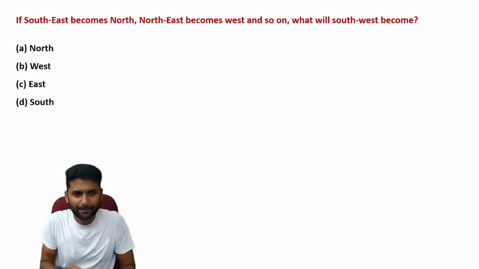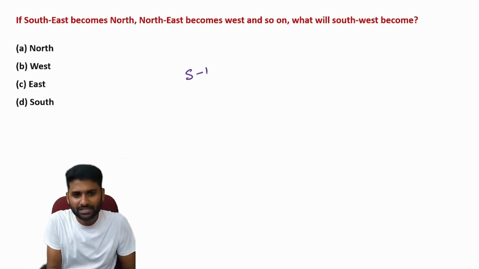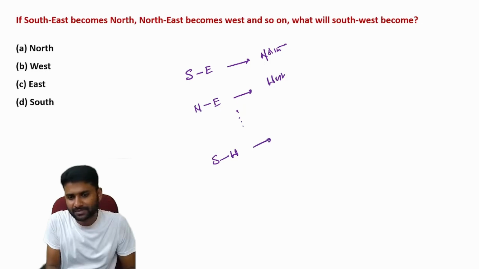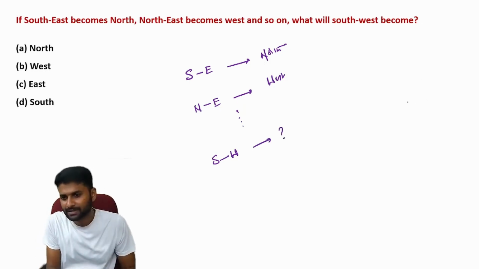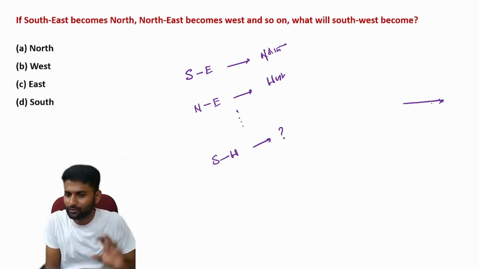So here we have a comparison. Southeast becomes north. Northeast becomes west. If we follow the same thing, how does southwest become dash? And let me repeat the directions also. Guys, go and watch my yesterday's video. Understand the entire concept of direction and distance. Remember that this is the important reference.